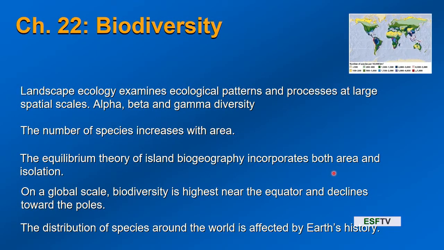We were talking about the equilibrium theory of island biogeography, how we got to that theory and how it helps us with preserve design. And now we're moving into the topic down here, global scale biodiversity patterns, and a little bit more about what drives biodiversity. We've already talked about the idea that area and proximity to a source population are important, but there's a little bit more going on here as well.